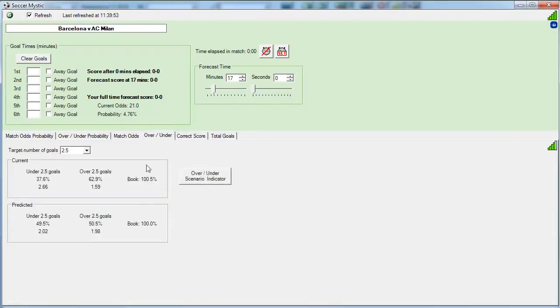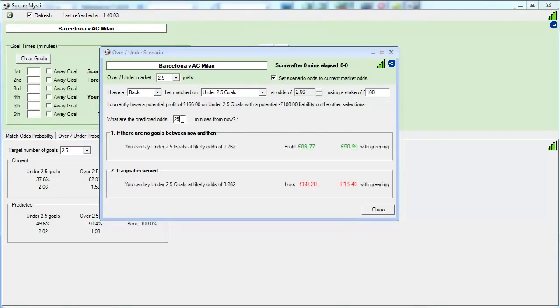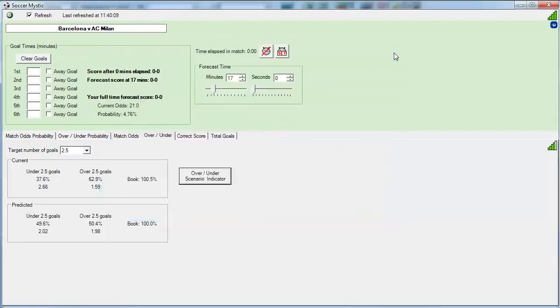You also have scenario indicators as well, so you can basically say, I back 2.5 goals at the current odds with odds of 100, what are the predicted odds 25 minutes from now, and so on and so forth. So there's a lot of messing around that you can do, but basically the idea is that when you're active in a football match, it's just nice to be able to play around with some of the details. And you can obviously do this at no risk and without having the match elapse in front of you.